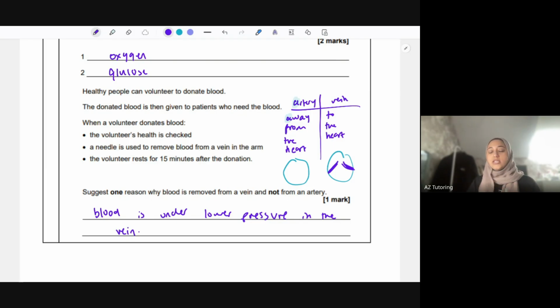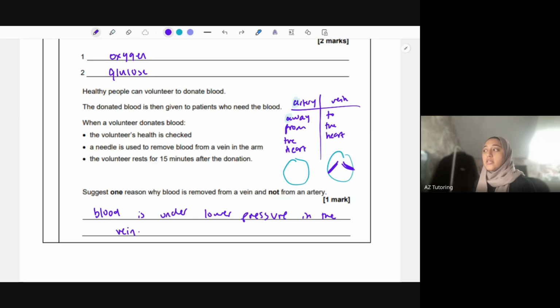The artery doesn't need that valve because the blood is going at such a high pressure that it stays in one direction anyway. So that's another reason why the vein also has a valve, because blood is under lower pressure in the vein. They wanted you to apply that knowledge to this suggest question.